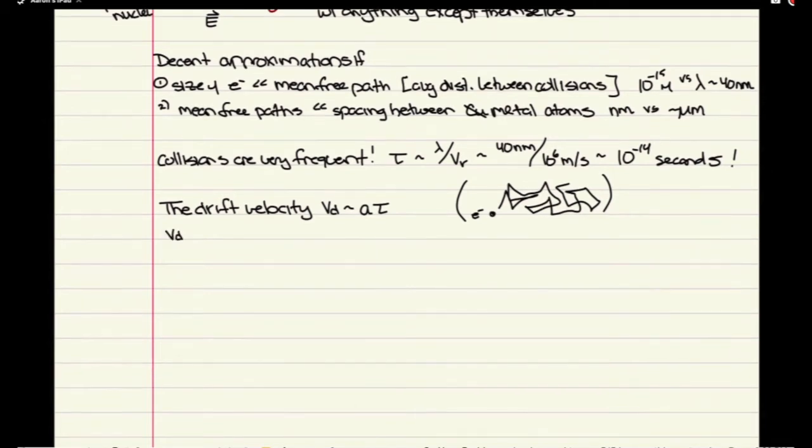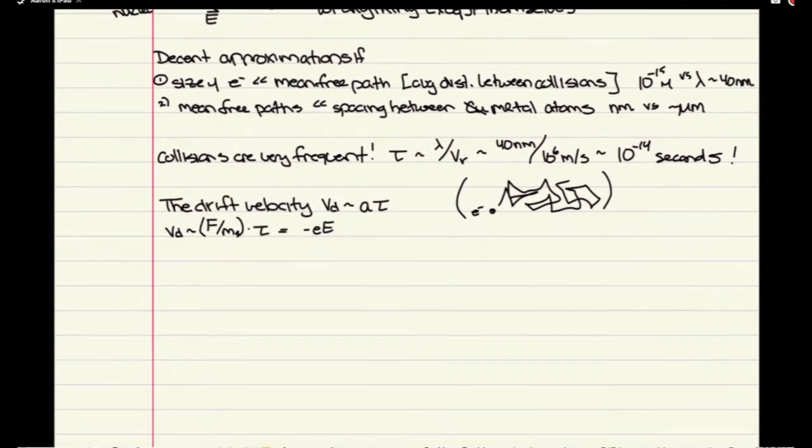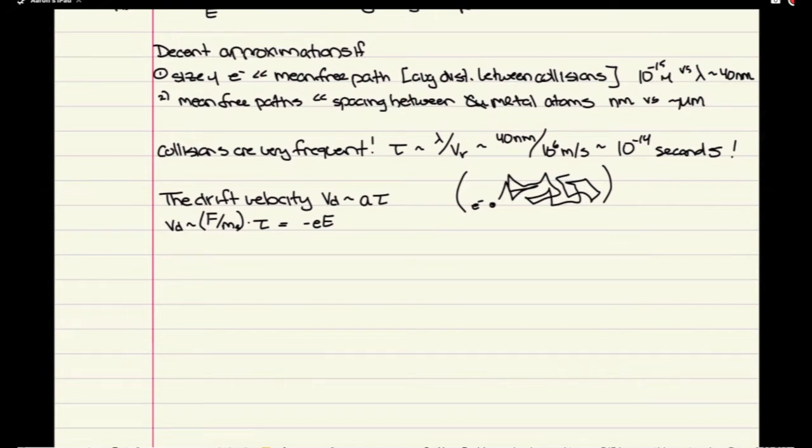Now the drift velocity, or rather this acceleration, is just F equals ma, so the acceleration is just the force the electron is experiencing divided by the mass of the electron, all times the time it takes in between collisions. You know the force an electron experiences because of an electric field is just minus the charge of the electron times the electric field strength, divided by the mass of the electron, and then multiply by this tau.